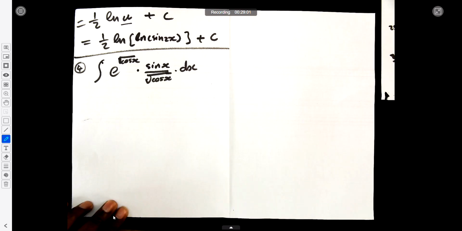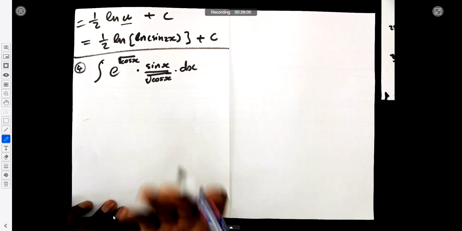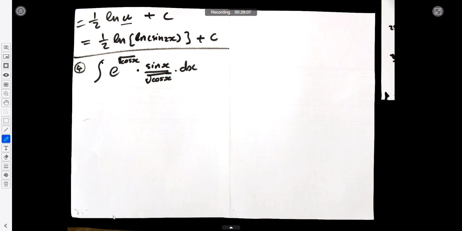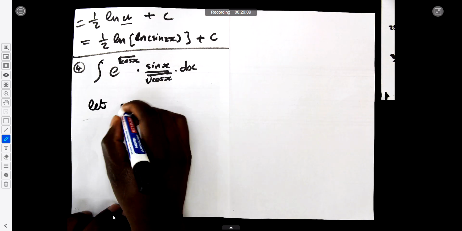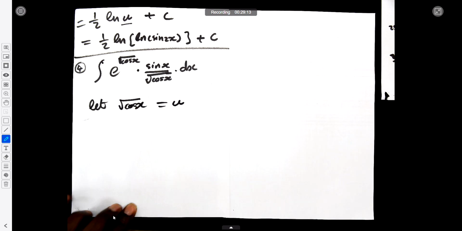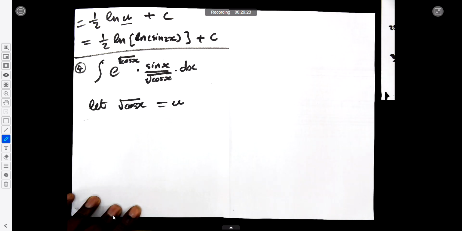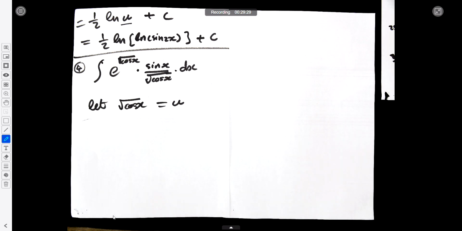But what we always advise is to take the whole exponent and let it equal u. So we normally take what is in the exponent to be equal to u. So we let root cos x be equal to u. In that case, we can differentiate in terms of x. But if you want, you can even take what is inside the exponent. It's fine. But if you take the whole exponent, it helps you so that you don't lose the factors.